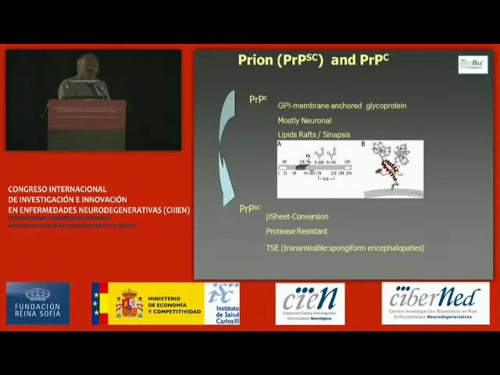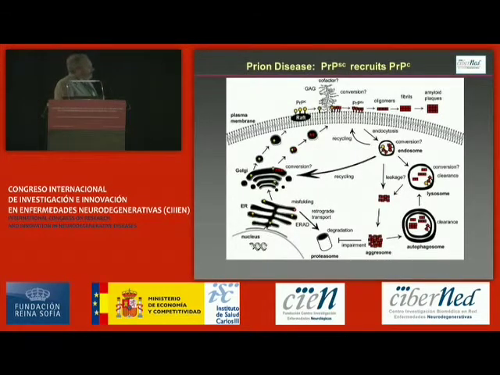The conversion to the pathological form is apparently a change in the secondary structure, increasing the beta-sheet component and, most importantly, giving resistance to protease, which is a characteristic of the accumulation of this protein. We thought a long time ago that this is the only protein able to infect by recruiting the normal protein, and in this scheme you can see the hypothetical recruitment.